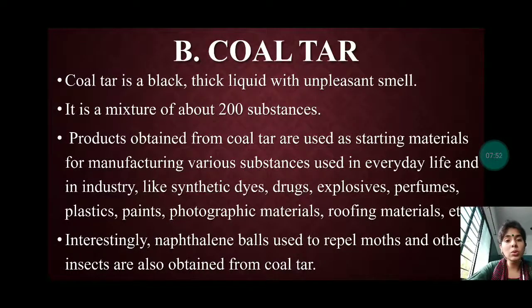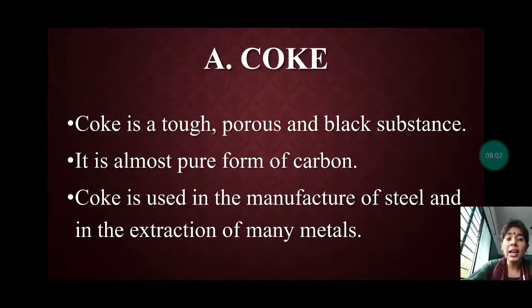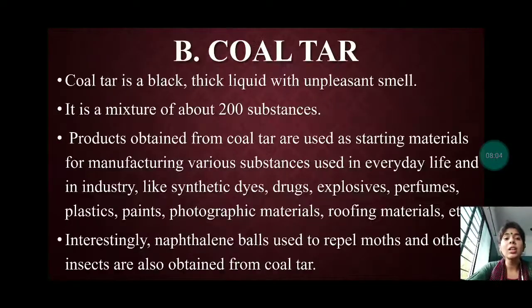Coal tar. What is coal tar? Coal tar is also black, but it is a thick liquid with an unpleasant smell. Here, coke was tough and porous, and coal tar is a thick liquid. Coke is in solid form, coal tar is in liquid form. It is a mixture of 200 substances. Not just one or two things are added in it; there are 200 substances in the mixture of coal tar.